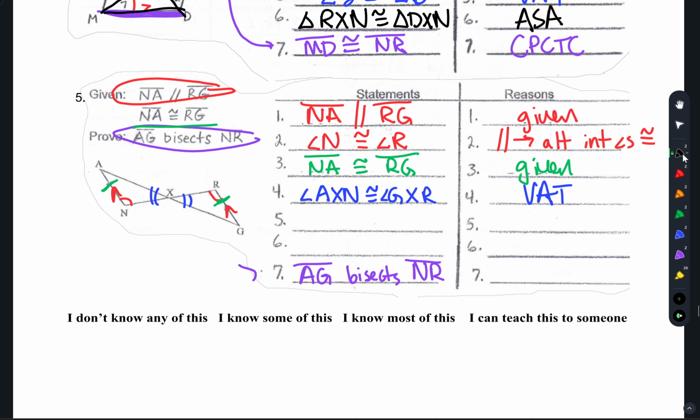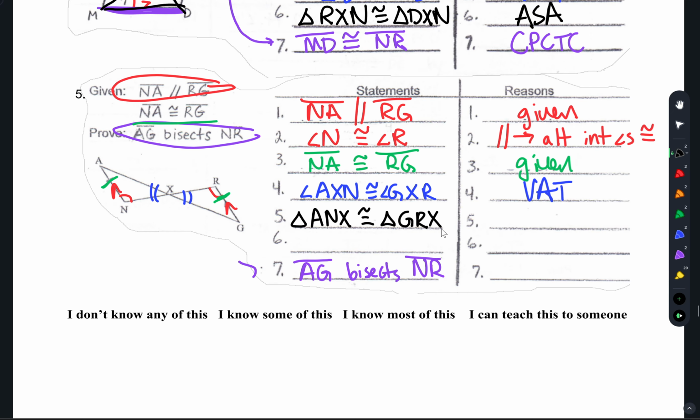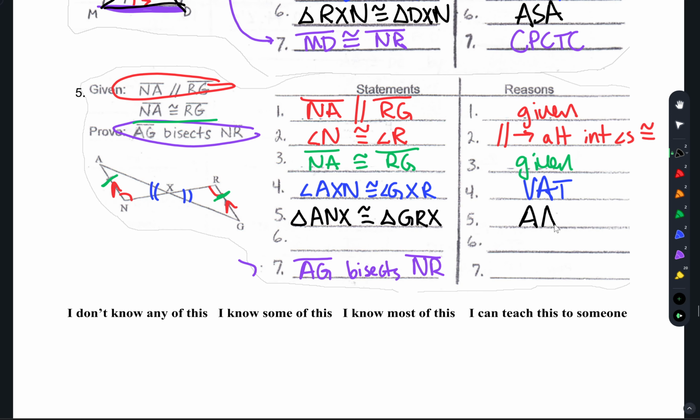I can start it off for you if you want me to. What if I say triangle ANX? What's the other side look like? Caitlin? Triangle GRX. Yep. And why? What's our reason? Casper? Angle side. Okay, now think about this.